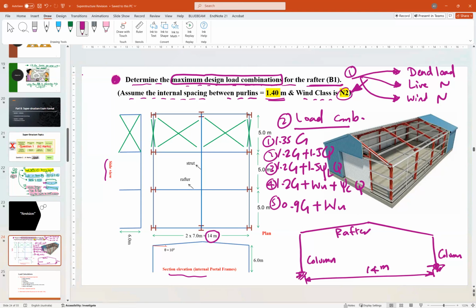It is not required to draw the bending moment or shear, for example. It just needs the maximum load combination. So in the test as well, you need to read the requirement carefully and not waste your time doing something not required.